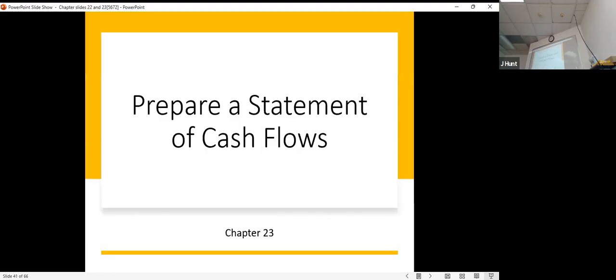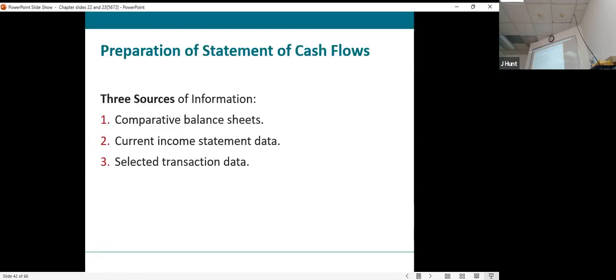So when we actually have to prepare a statement, we have three sources of information that we use. The comparative balance sheet. So we need balance sheets for 2 years: the year that we're doing the statement of cash flow for. So if we're doing 2022, we need the 2022 balance sheet, and we need the prior year, right? So 2021. We need the current income statement as well, and we need selected transaction data.